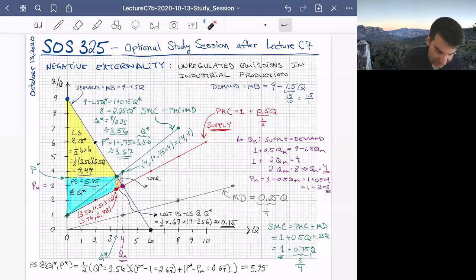And so this triangle is just going to be equal to 1/2 times its base times height. And we actually know this dimension already. We already calculated that. That's just the 4 minus 3.56. So I can put that in.